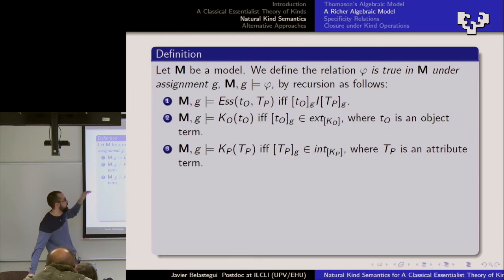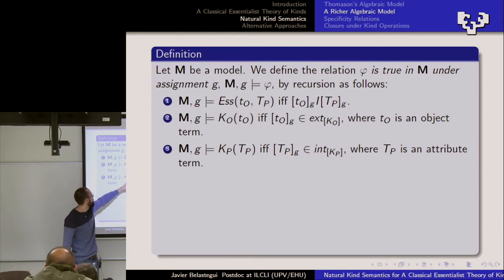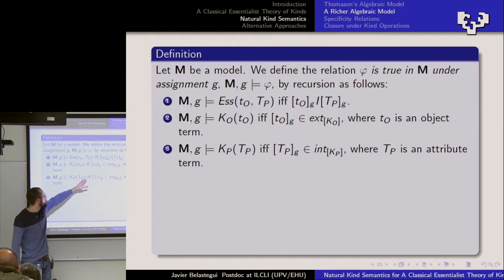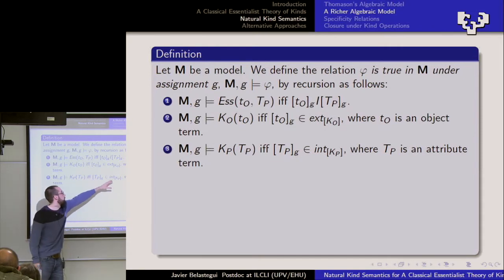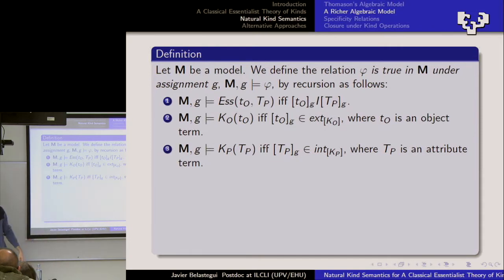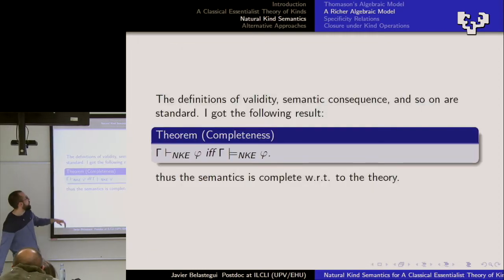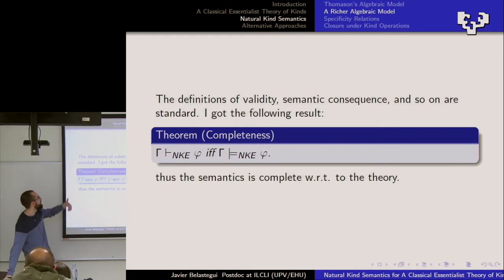And the same for attributes, right? So here we require that big T is true if and only if the denotation of T belongs to the essence of the denotation of K. And the rest of the truth conditions are just classical, the usual thing, nothing fancy here. Okay, so you then define validity, semantic consequence, and so on and so forth.